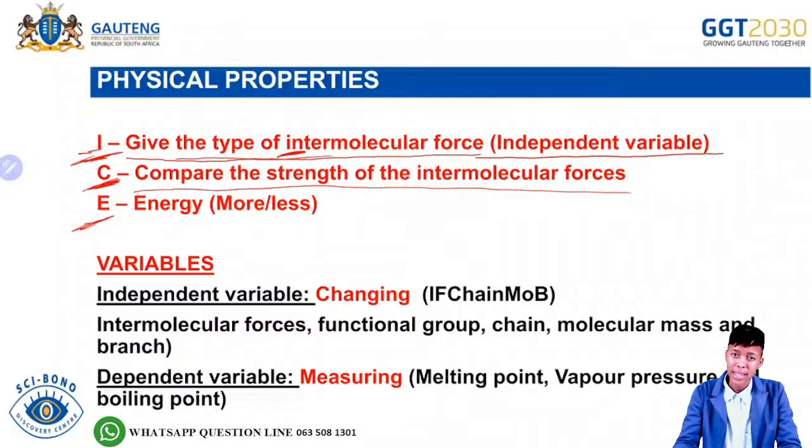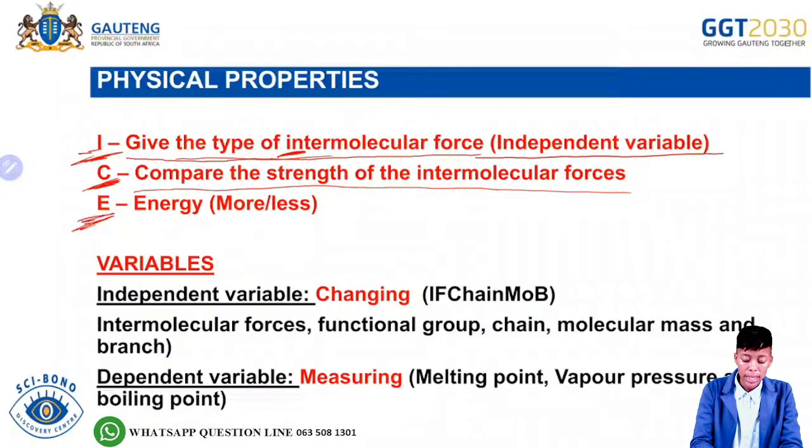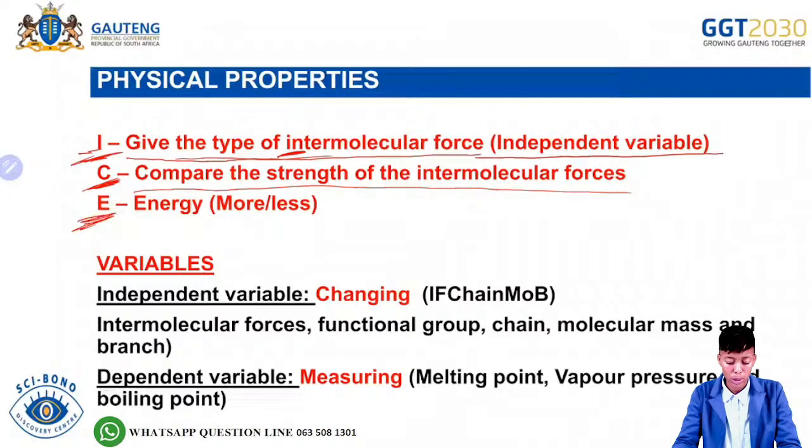Then by C, after you have stated the type of intermolecular force that you have, you can compare to say, okay, hydrogen bonds are stronger than dipole force, or dipole force is stronger than London force, or hydrogen bonds are stronger than your London forces. Then E, that is where you talk about your energy.